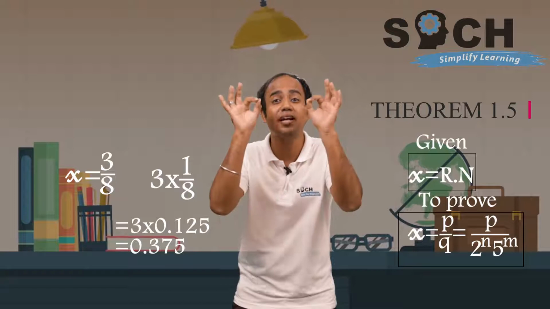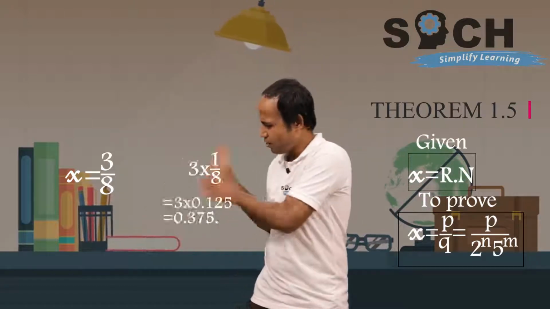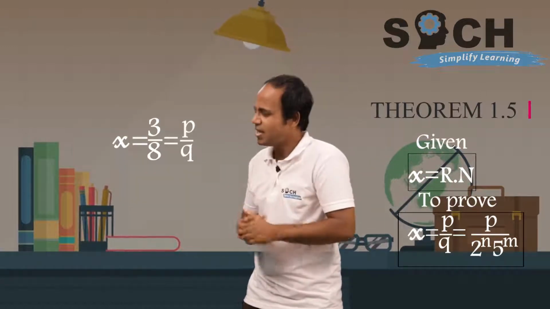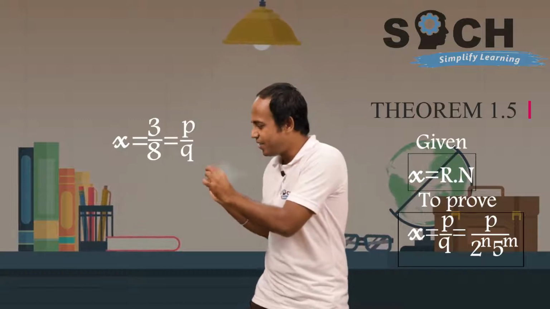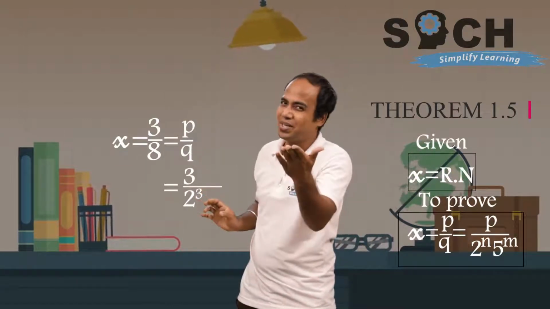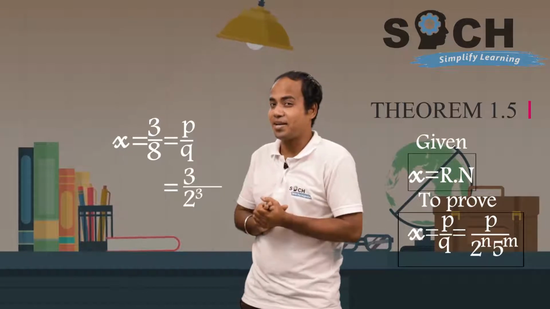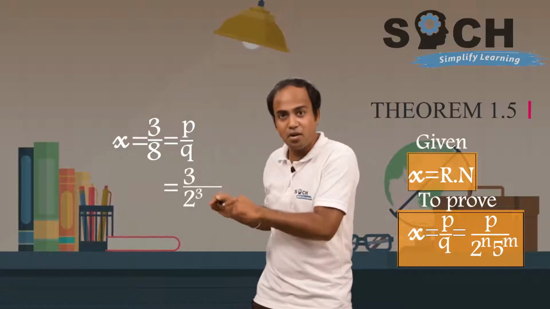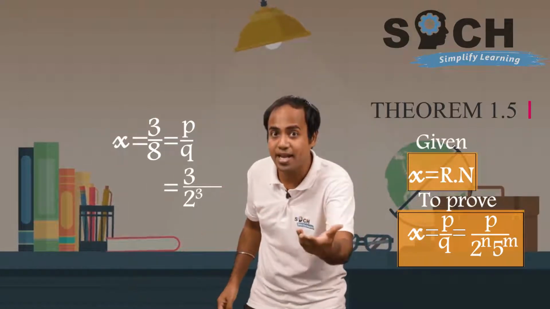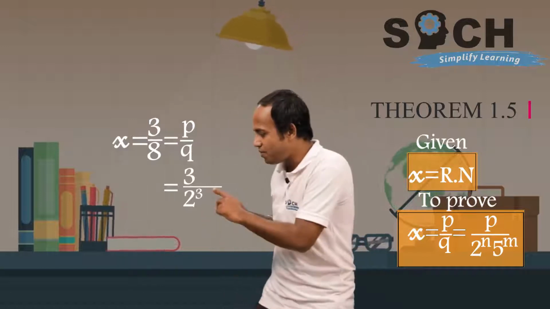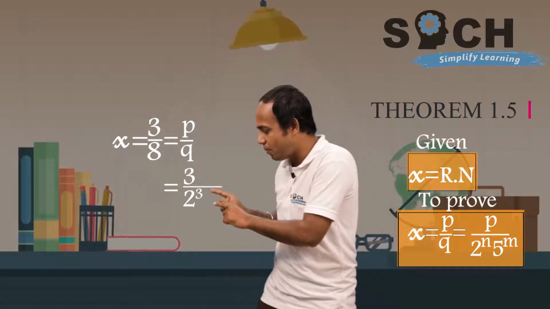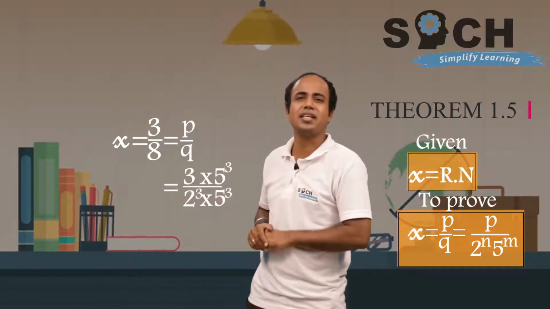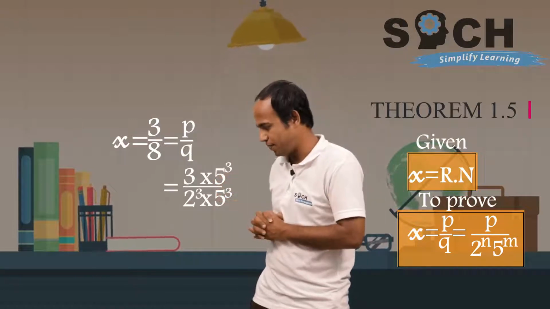That means the decimal terminates. There is a full stop. So let me remove this now. Calculation: 3 by 8, which is nothing but p by q. Now this 3 by 8 can be rewritten as 3 upon 2 cube, 2 raised to 3, since 8 is 2 raised to 3. But now I want this theorem to be proved, so I want the denominator of the form 2 raised to n and 5 raised to m. Therefore I multiply numerator and denominator by 5 raised to 3. So we multiply and divide by 5 cube, by 5 raised to 3. So what is the answer?